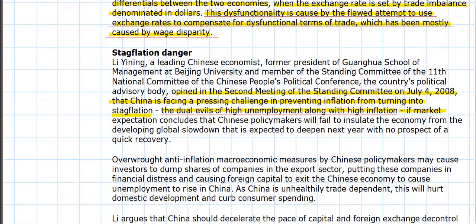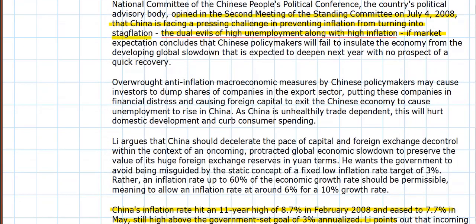Stagflation danger. Li Ying, a leading Chinese economist, former president of the Guanghua School of Management at Beijing University, and member of the Standing Committee of the 11th National Committee of the Chinese People's Political Consultative Conference, the country's political advisory body, opined in the second meeting of the Standing Committee on July 4, 2008, that China is facing a pressing challenge in preventing inflation from turning into stagflation, which is something that the United States did in the 70s, and we're facing it right now. The dual evils of high unemployment along with high inflation. If market expectation concludes that Chinese policymakers will fail to insulate the economy from the developing global slowdown, which is expected to deepen next year, which it did, with no prospect of a quick recovery, which it wasn't.